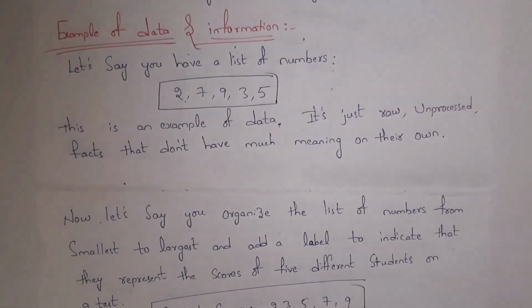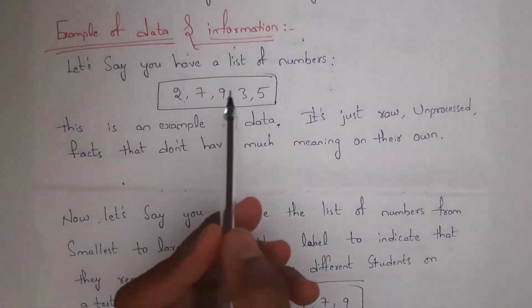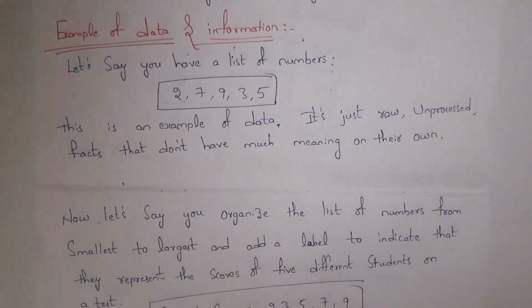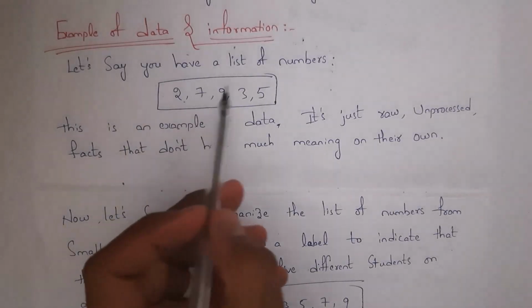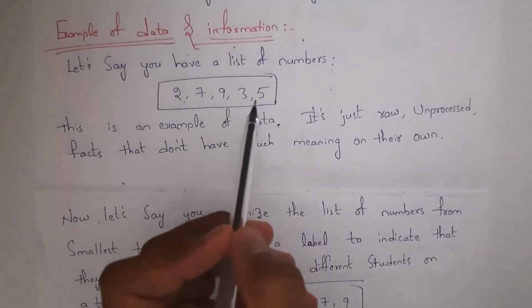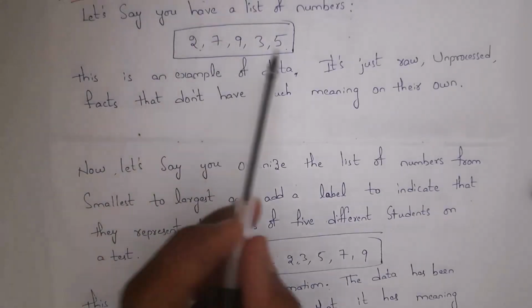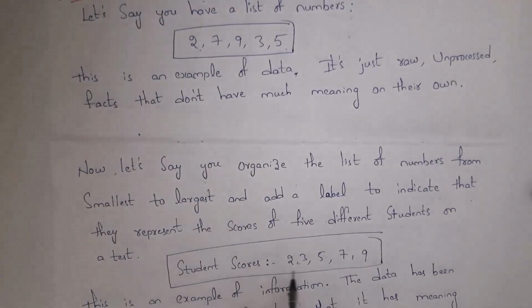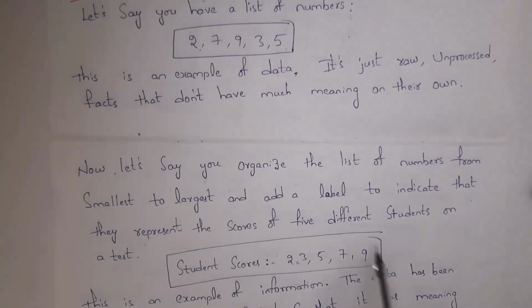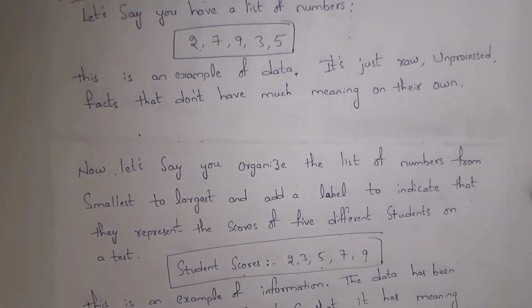Guys, I will give one example so that you can clearly understand what is data and information. Let us consider I have written some numbers like 27935. This is an example of data. Data is a raw fact that doesn't have much meaning. Yes, 27935, these are numbers. It is a fact. But what are these numbers? Either these numbers are student marks or student roll numbers, we don't know. So we call it data. Now, in place of writing 27935, I will write here student scores 23579. Now we call it information because it has meaning, like these numbers belong to student scores. Information is nothing but processed data.